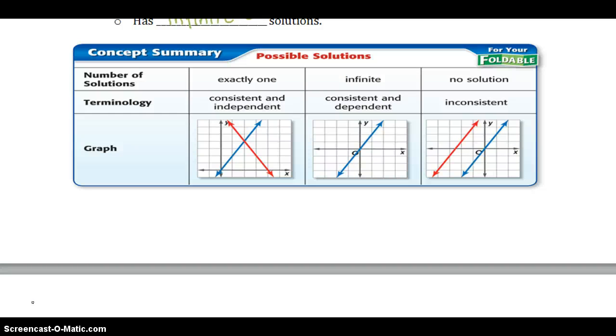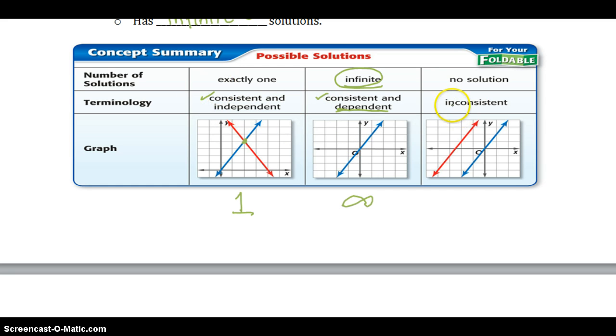A system of equations means there's two lines graphed in the same problem. So in this first example, there's exactly one solution. The two lines intersect right there, one solution. On the second picture, the two lines are one on top of the other. They're the same line, so they're dependent. They're the same line, so there's an infinite number of solutions. Infinite solutions. Both of these are consistent.